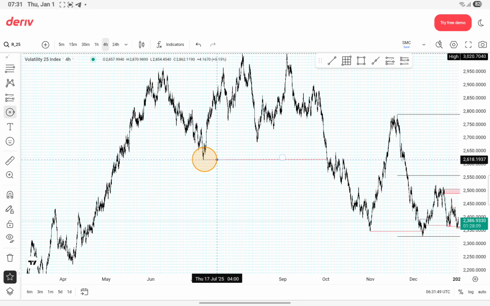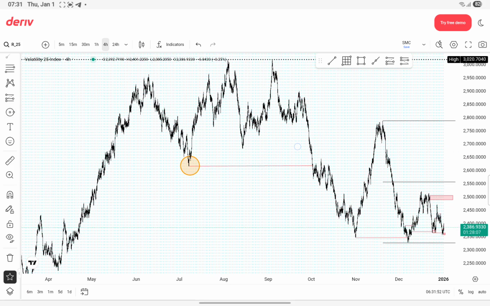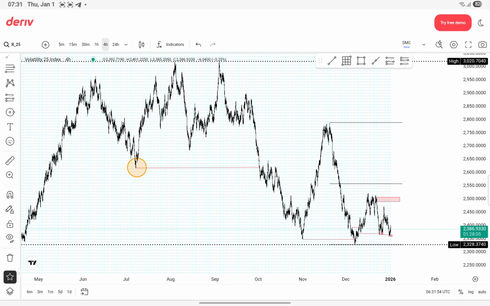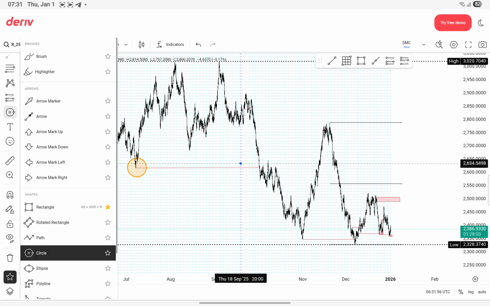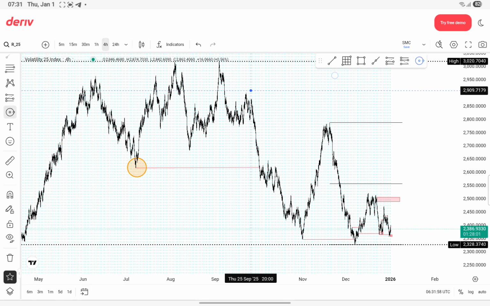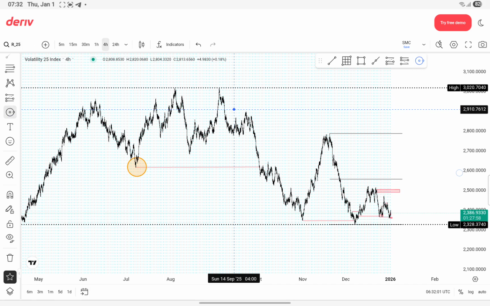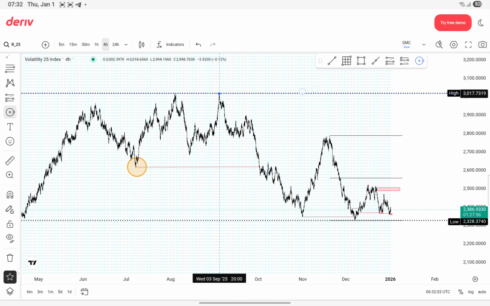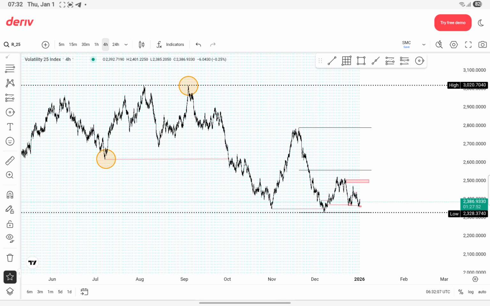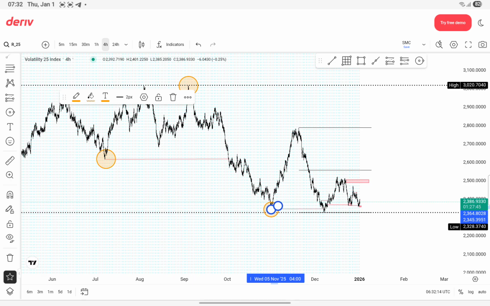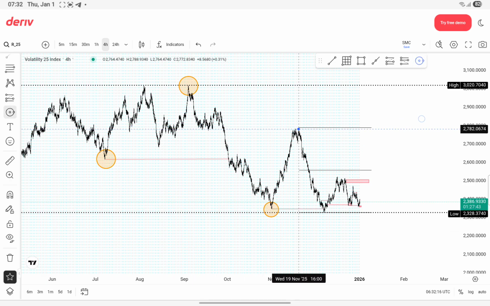Yes, you can see this low already being broken. So once the low was broken, this was the one that was printed. When the low was broken, obviously this is the major high. Low was broken, and then we have lower low here, and then we have lower high here, and then we have lower low here.